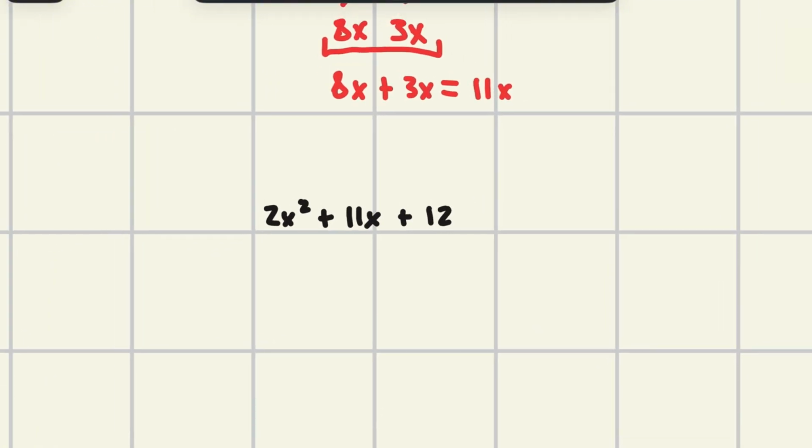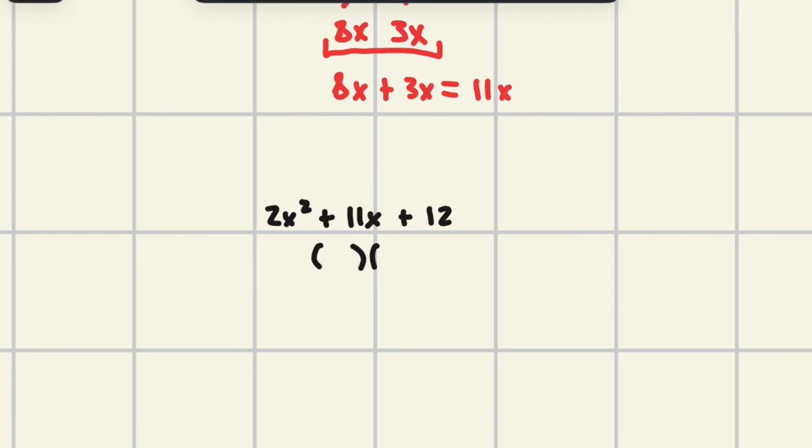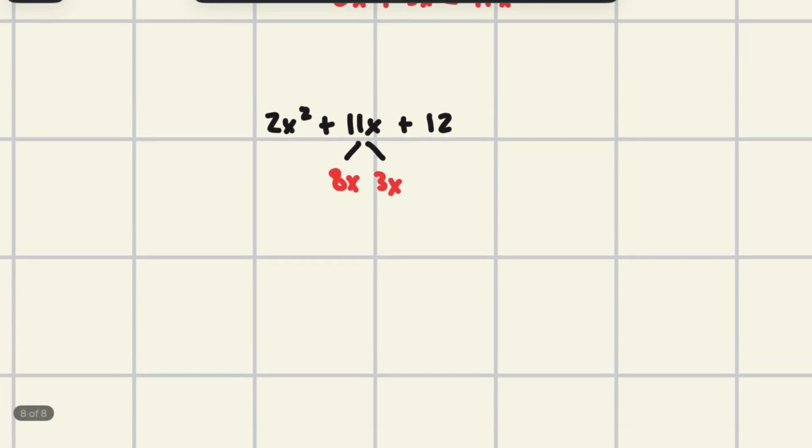Now to factor a trinomial when your a value is greater than 1, it's not the same as if your a value was equal to 1. You wouldn't just right away put it in brackets, because that would give you the wrong answer. Instead, you would break this term down into your two values that you got, 8x and 3x, and you would rewrite your new equation.